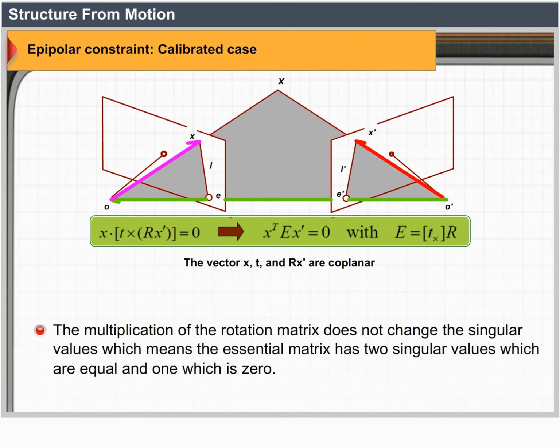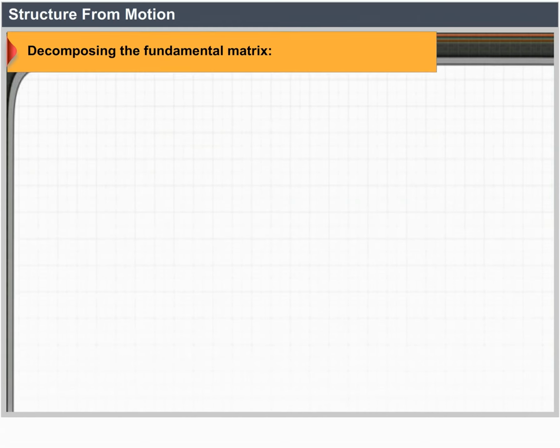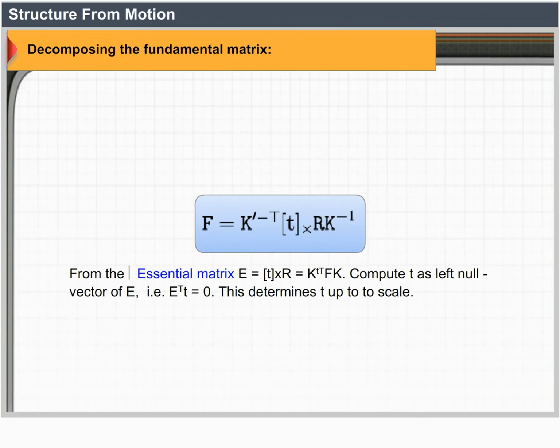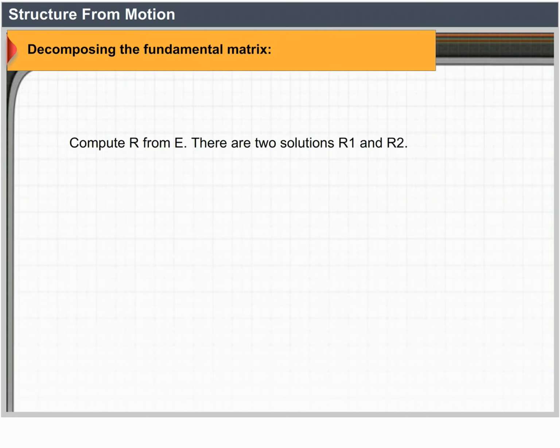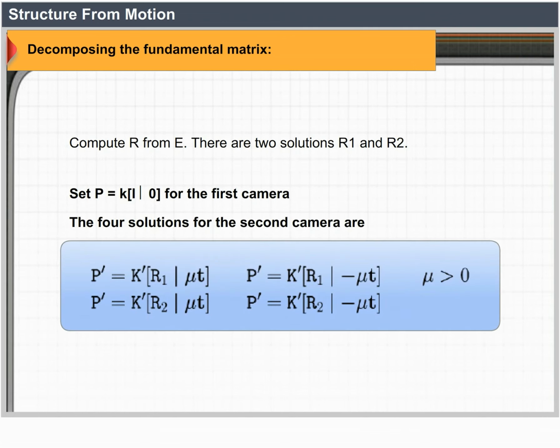Decomposing the fundamental matrix, let us form the essential matrix as shown on screen. Compute T as the left null vector of E, that is, e to the power of T E equals 0. This determines T up to scale. Compute R from E. There are two solutions, R1 and R2. Set P equals K matrix I bar 0 for the first camera, and there are four solutions for the second camera as shown on the screen. The 3D point is only in front of both cameras in one case.